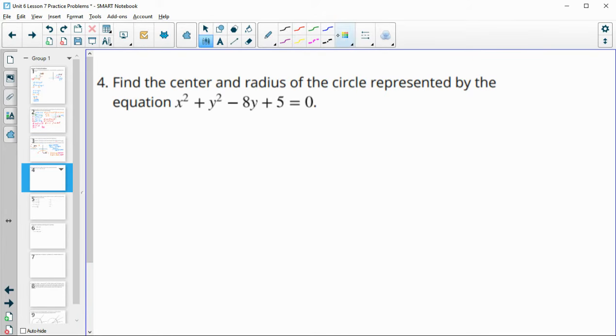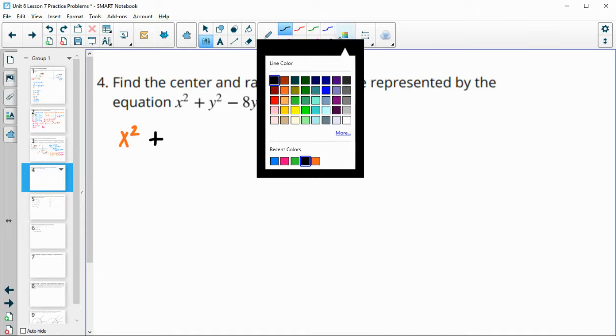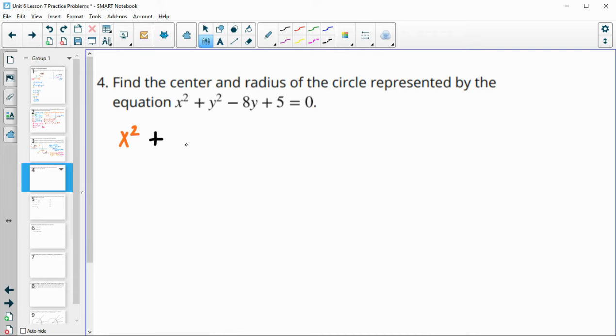Find the center and the radius of this circle. So first thing we'll do is rearrange the terms to get them next to each other. So we only have an x squared term. We don't have just an x term, so we'll write that one by itself. We've then got the y squared and the -8y that we're going to have to complete the square with. And then we'll subtract this 5 to both sides to bring it over to the other side. So we have this -5.